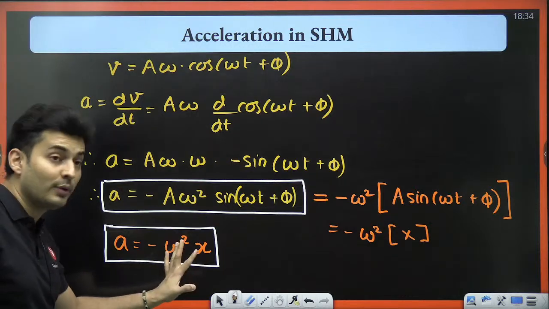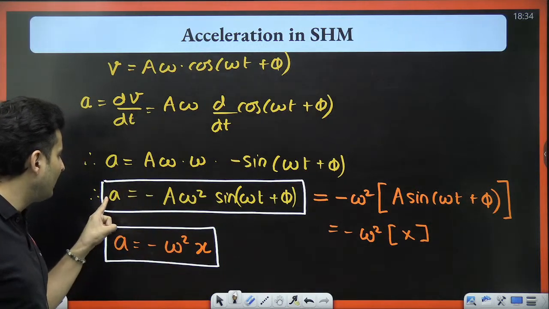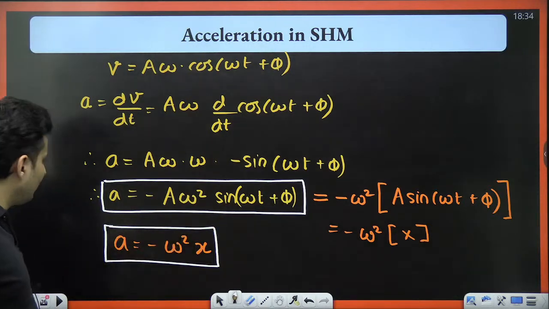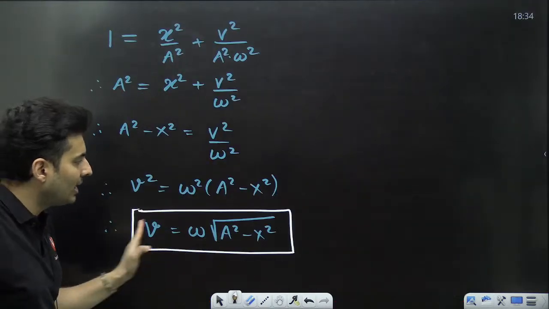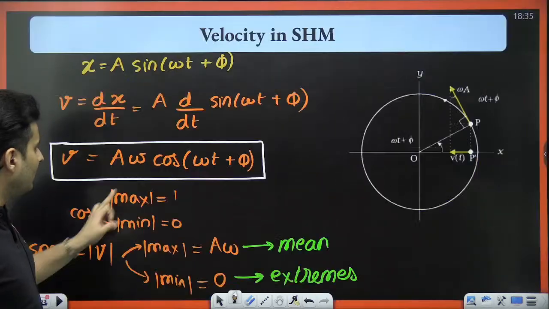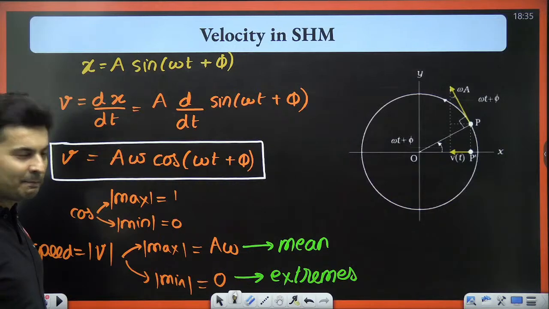Acceleration is related to x without time. If x is not given and acceleration and time relations are asked, then you use the earlier formula. Here there is no time, so you use this formula. But when time is there, then you will use that formula.